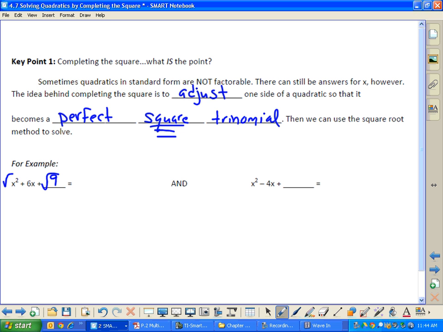It would be 9. True story, we have a formula for that number. So I'm going to tell you what that formula is. To find this number right here that he just helped me out with, we take our b value, divide it by 2, and square it. So I took 6, divided it by 2, that's 3. 3 squared gives me 9.